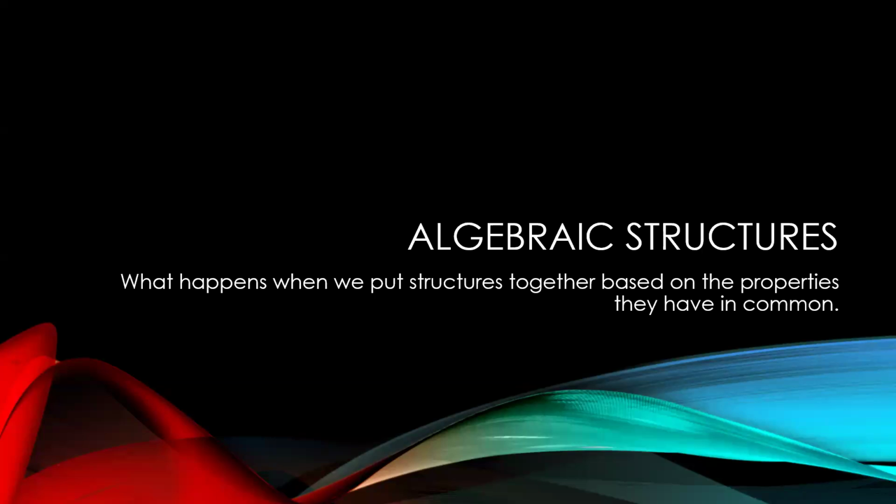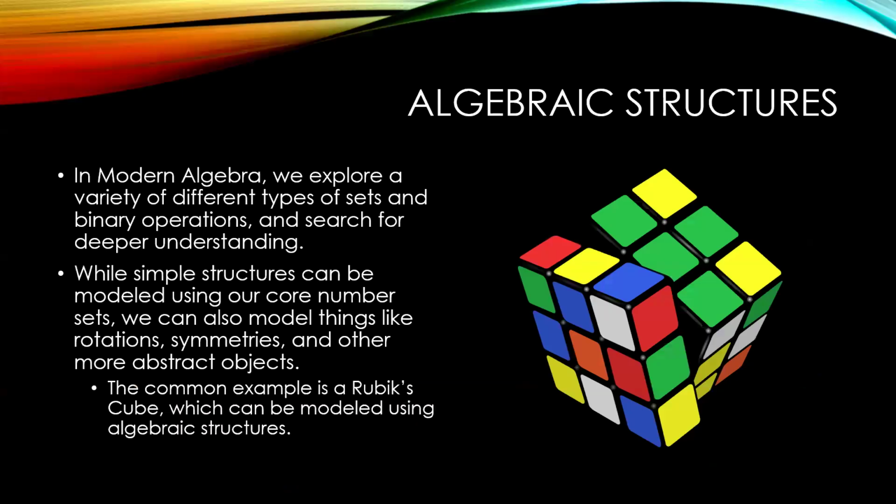Next big piece is we're going to start putting some of these properties together to create algebraic structures. And there's a variety of different algebraic structures out there. And so in modern algebra, we explore a variety of different types of sets and binary operations and search for deeper understanding. While simple structures can be modeled using our core number sets, we can also model things like rotations, symmetries, and other more abstract objects. One of the common ones is the Rubik's Cube. The Rubik's Cube can be modeled using the algebraic structures. It turns out it's going to satisfy closure, it's going to satisfy associativity, it's going to satisfy the identity and the inverse property. And that makes it so that we can apply a lot of our understanding of algebraic structures to a Rubik's Cube.